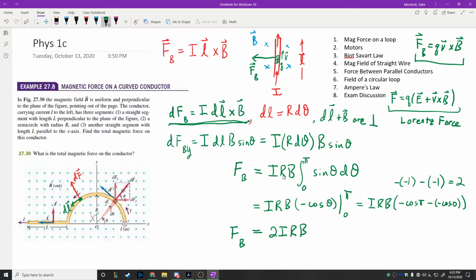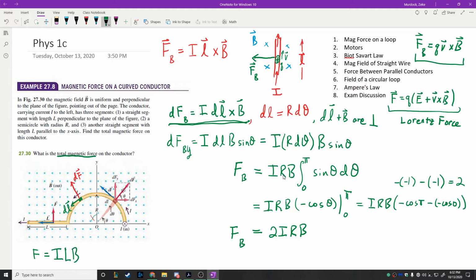Oh, we needed to add to this. We want to find the total, right? So we'd have to add to that. In this region here, the force is just going to be equal to, let's see, I is that way. So it's still going to be upwards, which they've already shown us. So for the straight portion of this, you're going to just get I L times B.